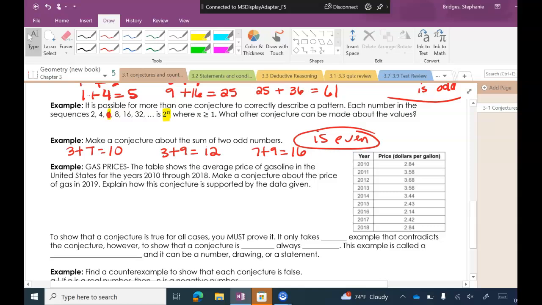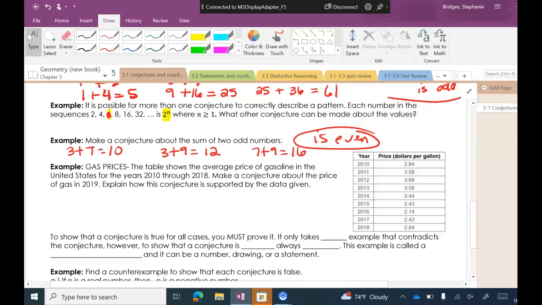Okay, and this last example before we get into our counterexamples, it says gas prices is this chart. The table shows the average price of gasoline in the United States for the years 2010 through 2018. Make a conjecture about the price of gas in 2019, meaning is it going to go higher, is it going to go lower? And then tell me why. And do you think it's going to be higher or lower than 2018? And then tell me why.